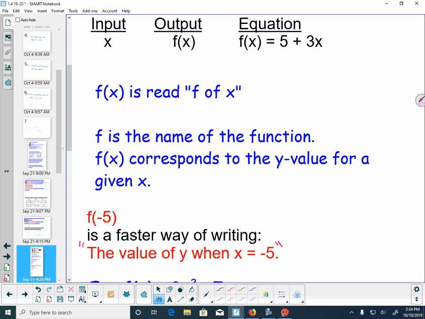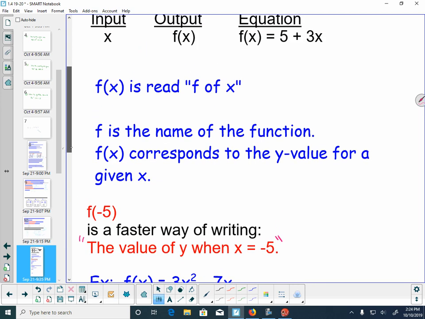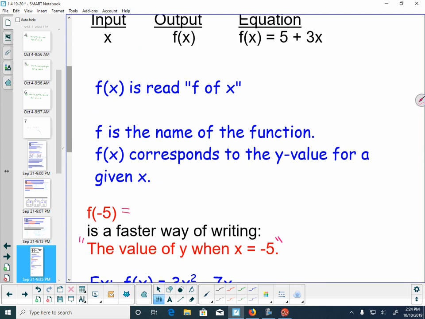So mathematicians are notorious for wanting to shorten things, condense things, give symbols to represent things. So f left parentheses -5 right parentheses means find the value of y when x equals -5. All right. So in this case, if we wanted to find f of -5 from my example, we would just do 5 plus 3 times -5 and get, what's that going to be? -10? Does that look right?